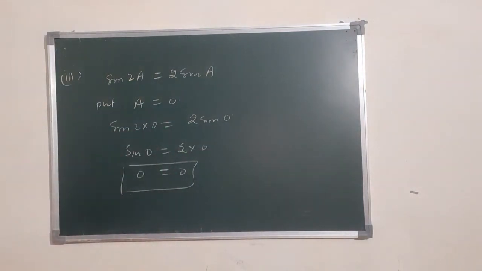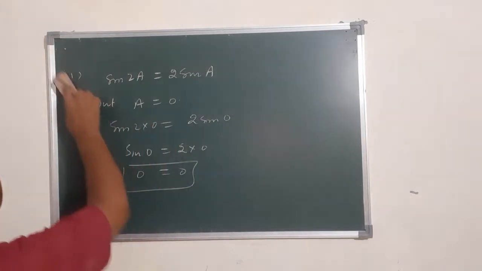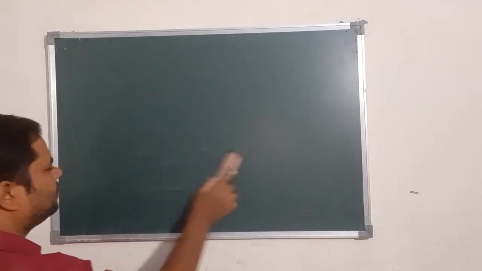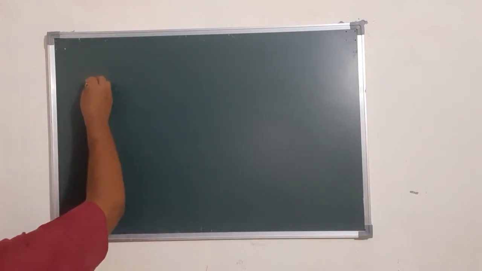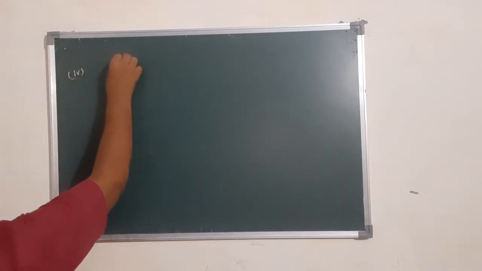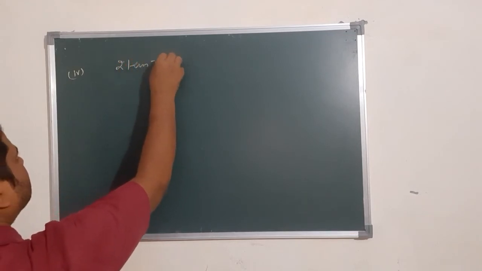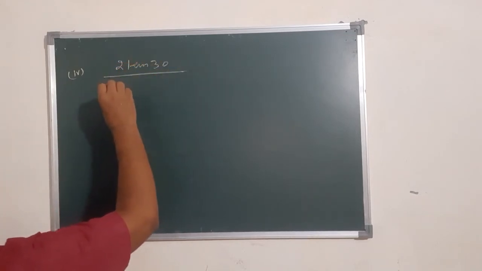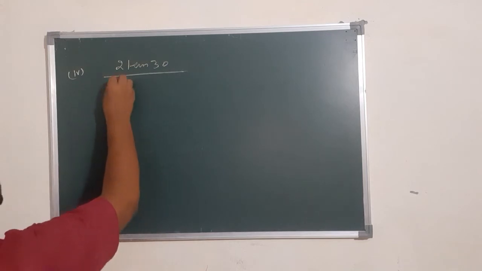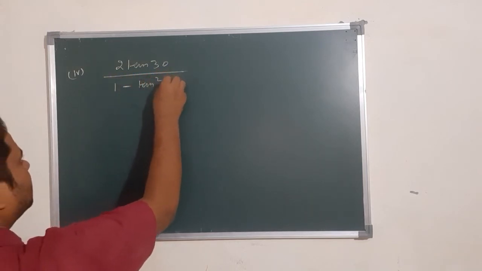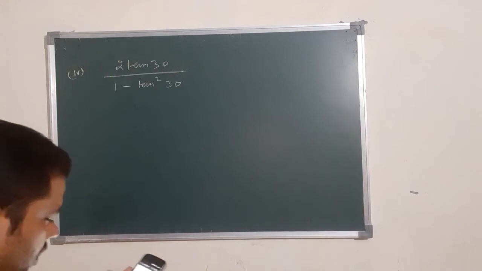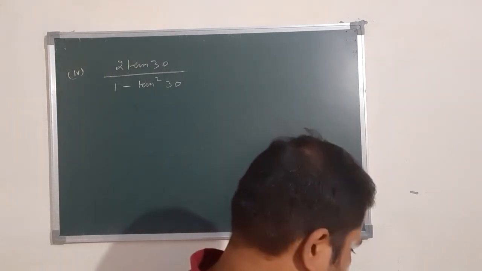Similarly, 4th one, 4th part. 2 tan 30 divided by 1 minus tan square 30, and this is equal to what? Cos 60, sin 60, tan 60 or sin 30?